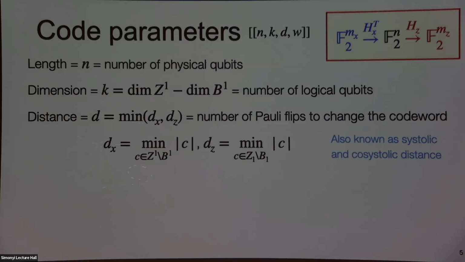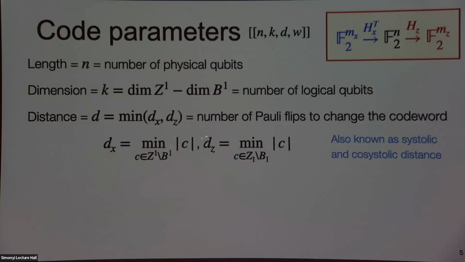So it would be something like an X logical operator that's in Z. But then within it, there's this B, which actually is also a logical operator, but it doesn't change the code word. It sort of fixes the code word. So that's why we don't consider them. And we take the minimum among all the C that's inside Z, but not B. Yeah, the minimum weight.